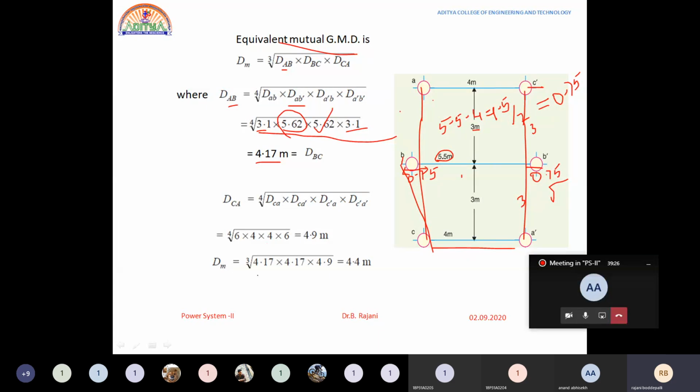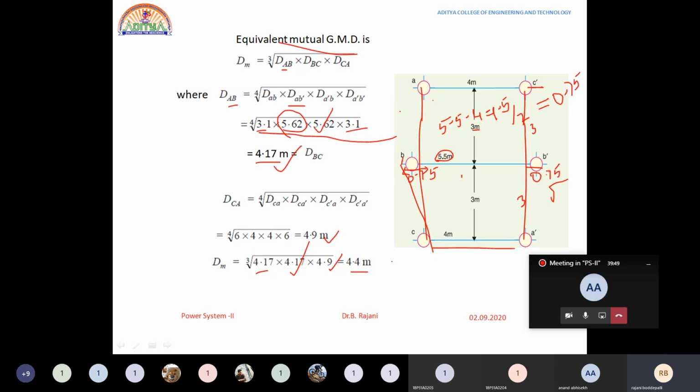These are the values we have obtained. What is the value of this? DAB is equal to 4.17. DBC is also 4.17 and DCA is 4.9. This will give you 4.4 meters. Now our job is completed in finding the self GMD and mutual GMD up to now.